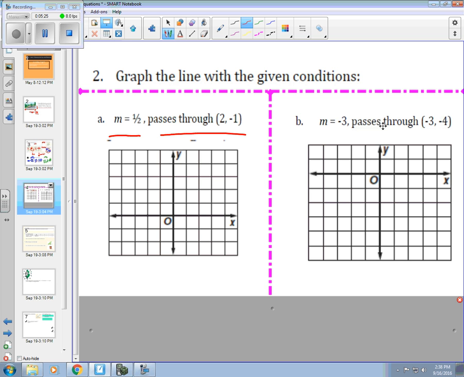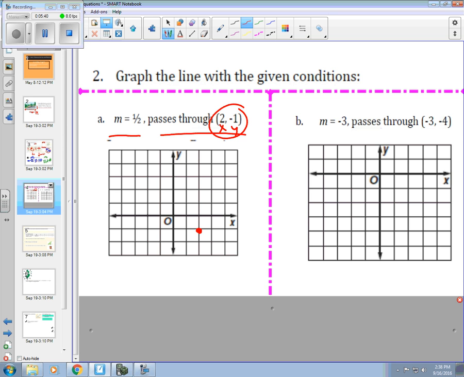So we want to first find where's the point (2, -1). Remember, x and y when you've got a point. So now we want to go 2 to the right because it's positive and down 1, giving us this point. That's the point (2, -1).